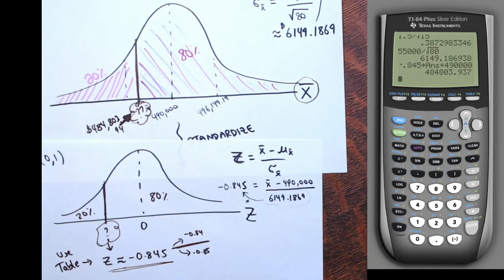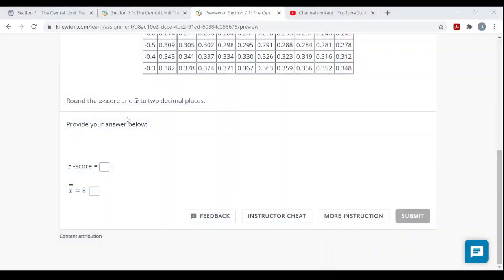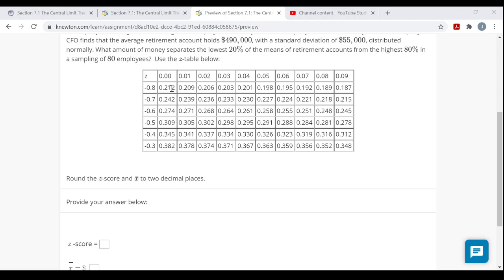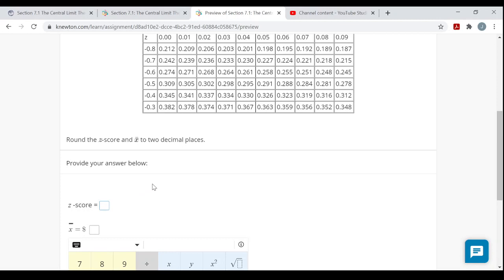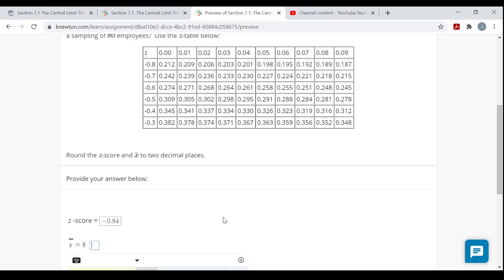Okay. All right, so they did want the z-score rounded. So looking back here, they did want the z-score rounded to two decimal places. So the z-score with 20%, again, the closest to 20% here would be negative 0.84, right? Because that's only 1/1000th off. This is 2/1000ths, so I'll use negative 0.84 for the z-score. And then what is that average?